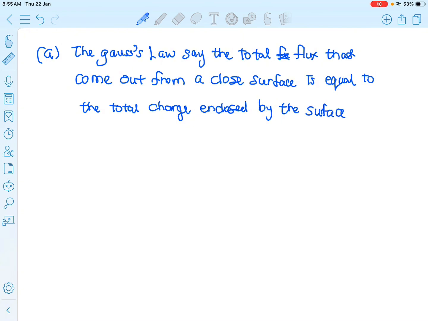Using sentences, then you can write down the formula. For the Gauss law, that is the total, if we integrate the total flux coming out from the surface, we will be getting the total charge that is enclosed by the surface.